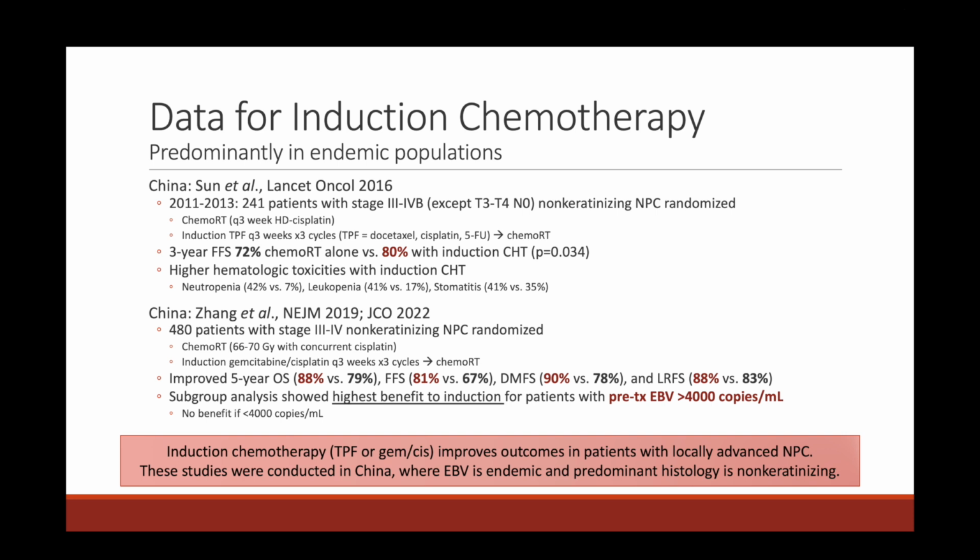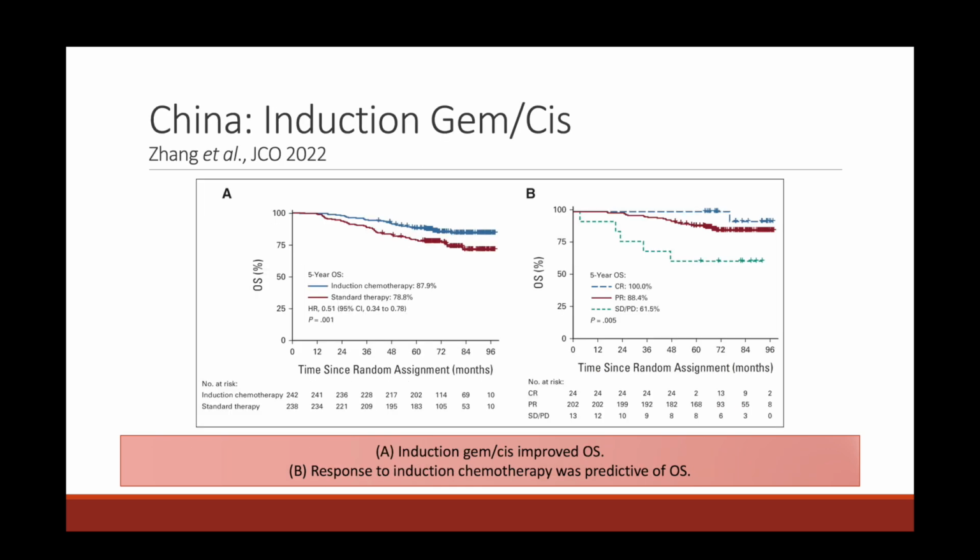I think induction gemcitabine cisplatin is the most common regimen that I've seen used, but induction TPF is also an option. These are just some Kaplan-Meier curves taken from that second Chinese study by Zhang et al., and it shows the significant improvement in overall survival with the addition of induction chemotherapy. They saw about a 10% improvement there, and if you look at graph B, the response to induction chemotherapy was actually predictive of overall survival. So patients that had a complete response versus a partial response versus a suboptimal response had different survivals. And you can see how those curves separate there.